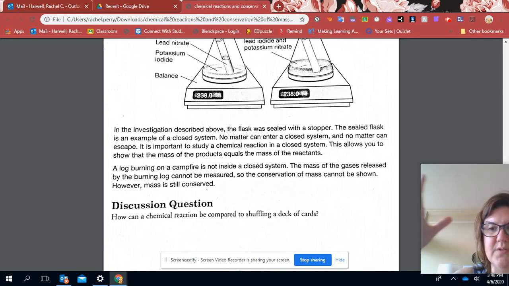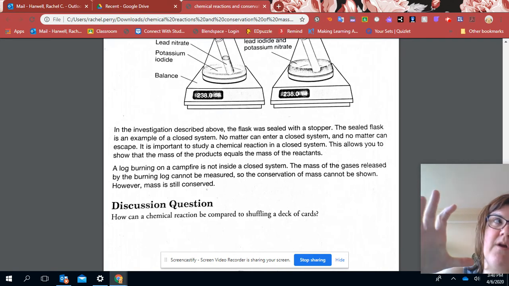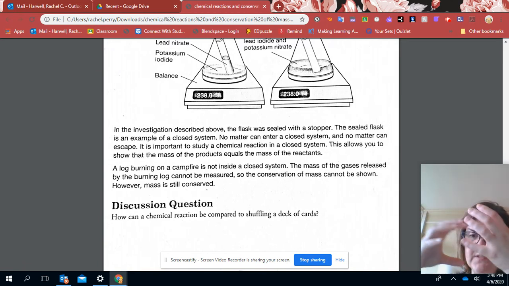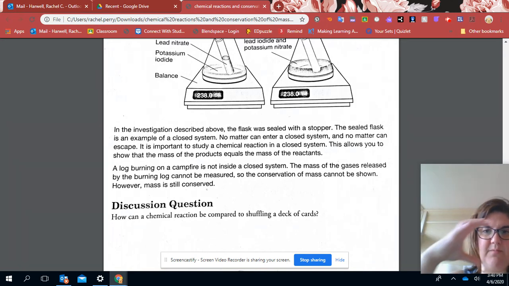So when the smoke goes up, all the little particulate matter that goes up, all the gases that escape, if I were able to capture that and bring it back down and put it into the log itself, then you would see the mass would still be the same.